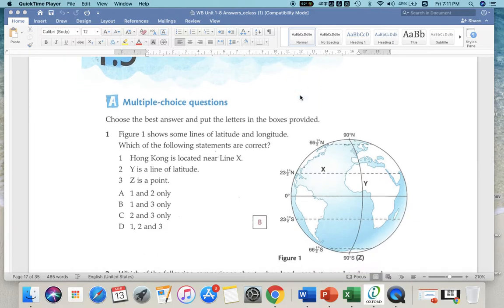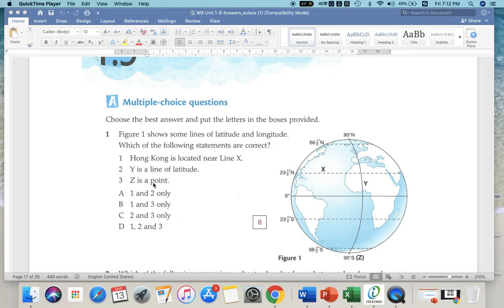First of all, question 1 MC. Here it asks which of the following options are correct. Number 1, Hong Kong is located near line X. It's true, okay? Hong Kong is somewhere here. And Y is a line of latitude. As we know, latitude is the horizontal one. And this one, very long and vertical, is called the longitude. So Y is a longitude but not the altitude.